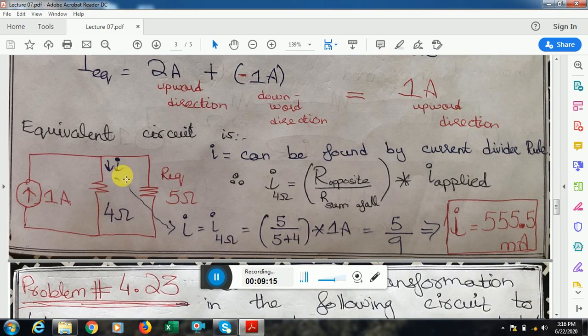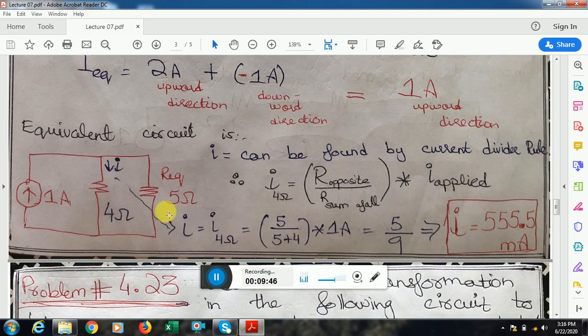Now what we are left with is this simplified circuit. I cannot further simplify it, so I find the current I by using the current divider rule. This 1 ampere current is being divided into two paths, this 4 ohm path and this 5 ohm path. Since I have to find the current through the 4 ohm path, by the current divider equation, you put the opposite resistance in the numerator, the sum of all in the denominator, and multiply it by the applied current source. Applied current source is 1 ampere, opposite is 5, and the sum of these two resistors is 4 plus 5.